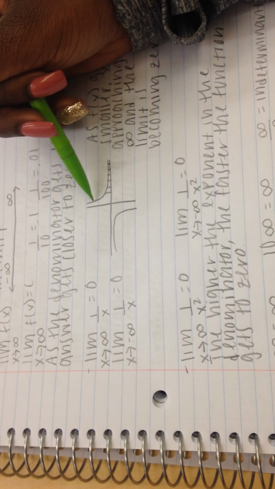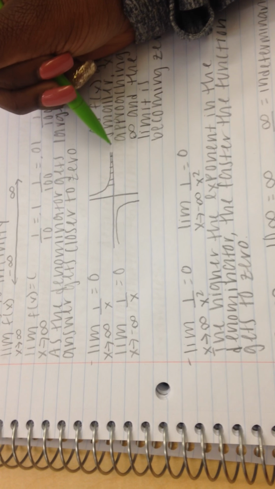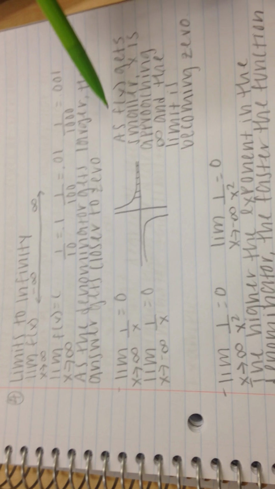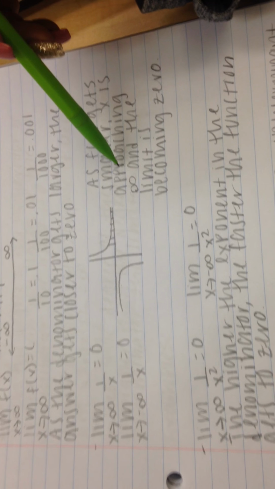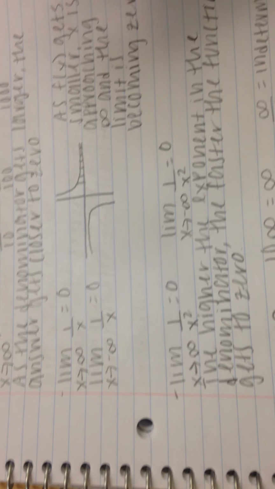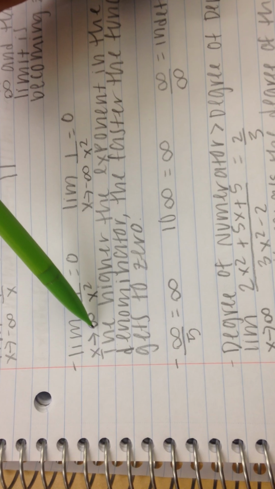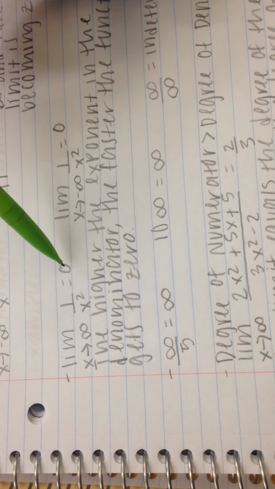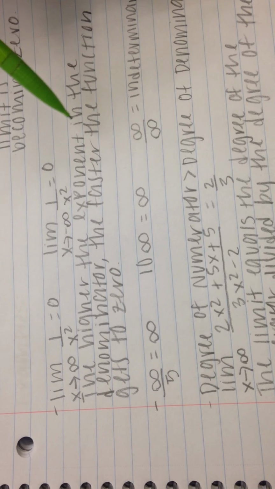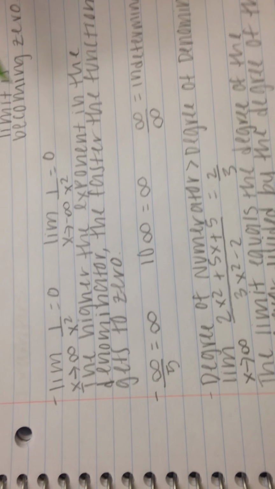This would be going up to infinity, this would be x approaching infinity, and this line would be x approaching negative infinity, and they are both 0. So as f of x gets smaller, x is approaching infinity, and the limit is becoming 0. So this shows the limit as x approaches infinity of 1 over x squared equaling 0. The higher the exponent in the denominator, the faster the function gets to 0.